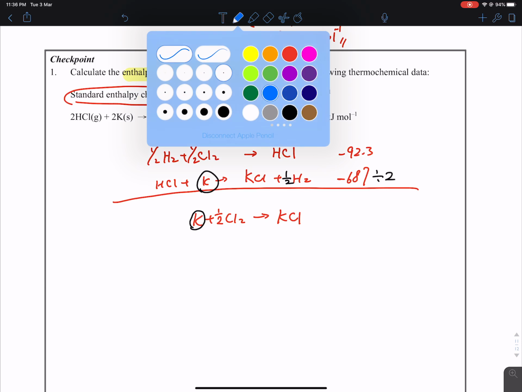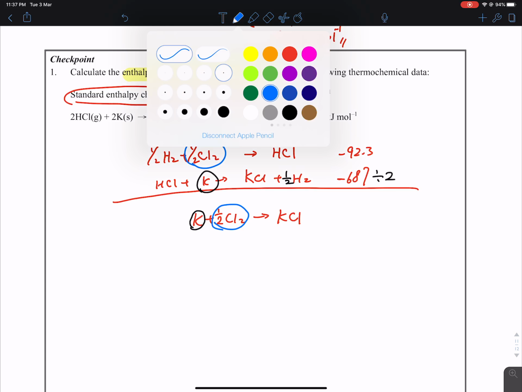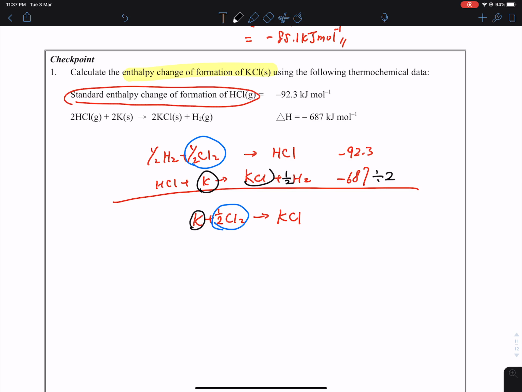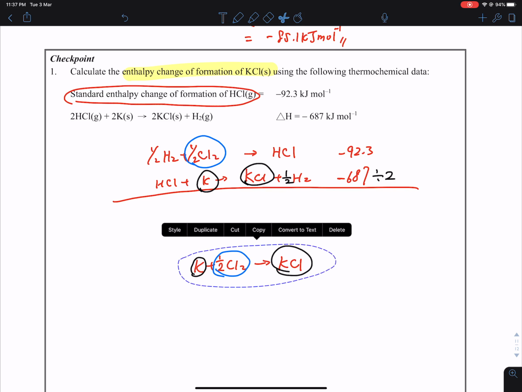What about the second one in blue color? So 1/2 Cl2, it fits this equation. Oh, and by the way, from the equation below, KCl also fits as well. So we get everything already. Okay, so the remaining part is checking. So let's check once again.